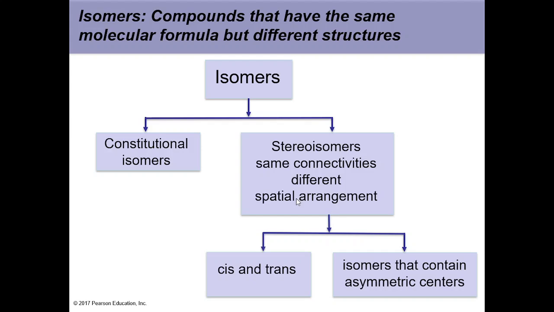Now, stereo means sterically different, but everything else is the same. When it comes to stereoisomers, there are usually two types: cis-trans isomers and isomers with asymmetric centers. So we're going to look at both of them in this video.